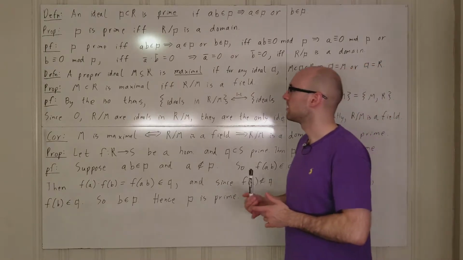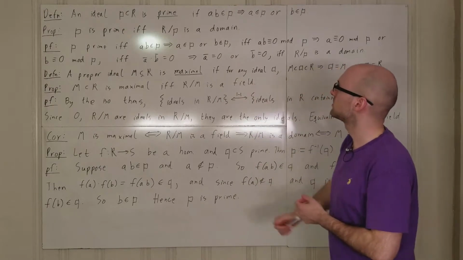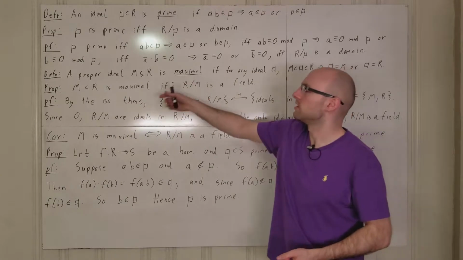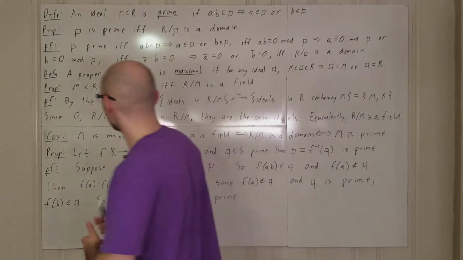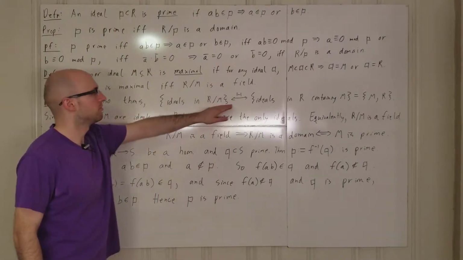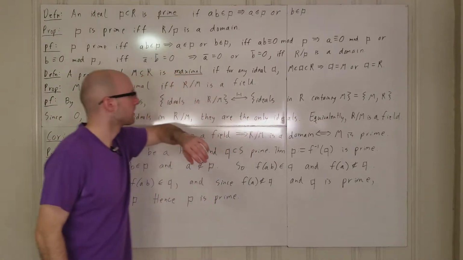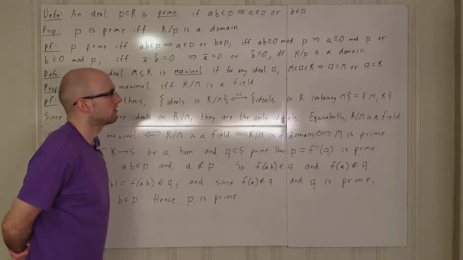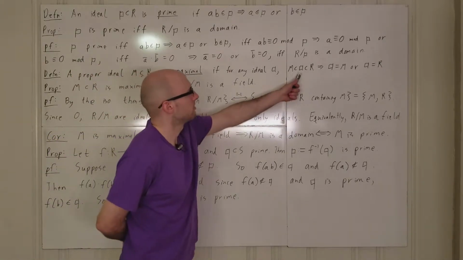So anyways, now we have a similar proposition to the one we had for primes, but here instead of the quotient being a domain, we have that an ideal is maximal if and only if the quotient is a field. And to prove this, we know by the isomorphism theorems that the ideals in this quotient are in one-to-one correspondence with the ideals in R which contain M. But what are the ideals in R which contain M?